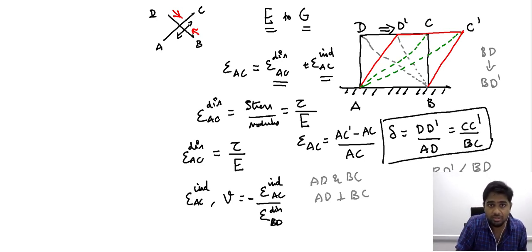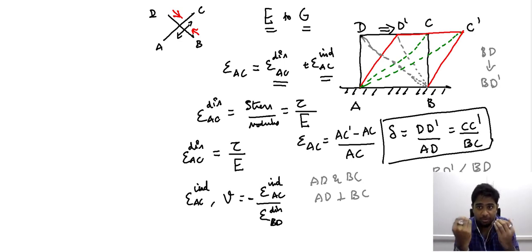So when you consider the Poisson's effect with respect to this axis BD, then the Poisson's ratio is the ratio of the strain that we observe in the perpendicular direction. The perpendicular direction for BD is AC. So that strain is indirect strain. So that is why that comes in the numerator. In the denominator, we have the strain because of the loading in that particular direction BD. So that is the direct strain that we observe here.